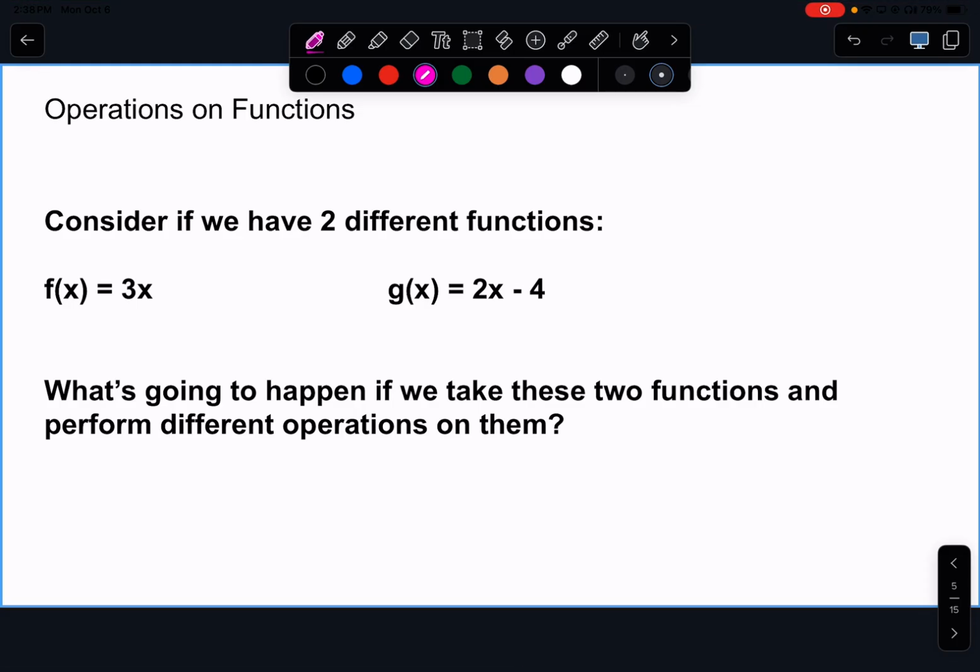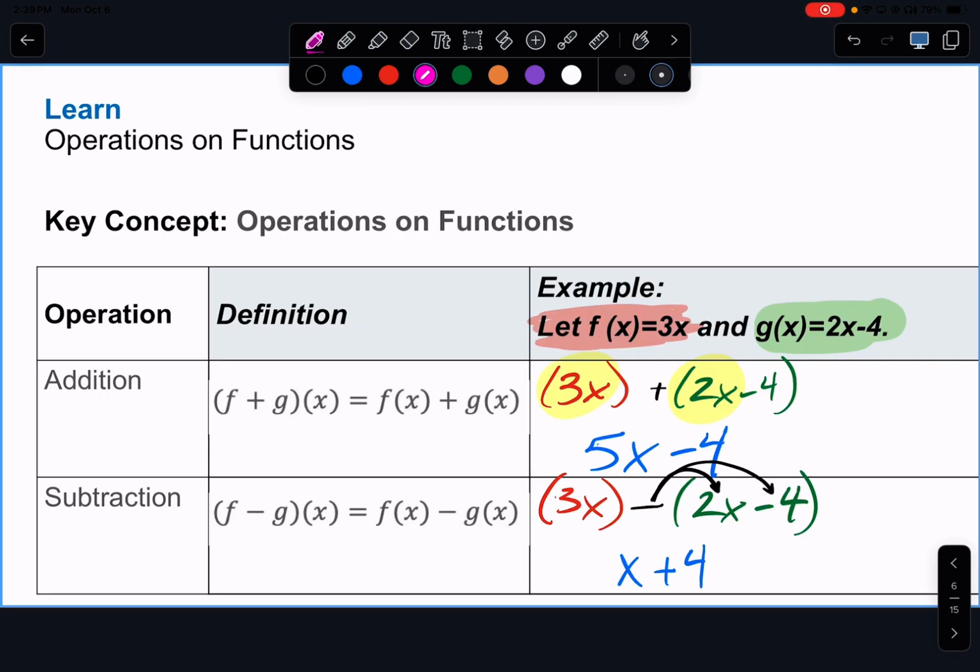F of x includes how many x's? 3x, right? Okay. G of x includes how many x's? 2. So if we put them together, how many do we have? 5x. Are there any constants to combine? Not on the f of x, right? Just the g of x. So we would end up with 5x minus 4. That's all it is. We just combine like terms, right? So that's what we're going to start with here.